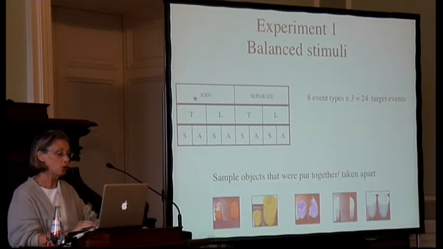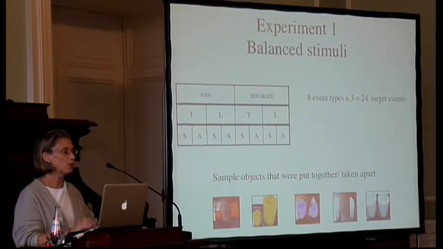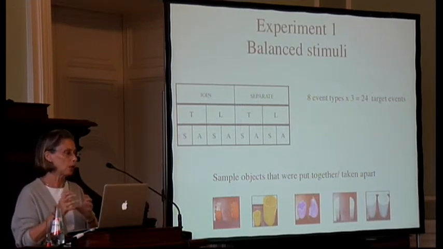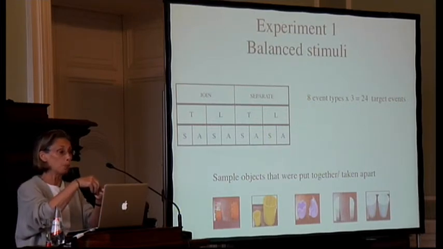And we had joining and separating. We had tight and loose fit events in both joining and separating. And then we added one parameter, which was symmetry and asymmetry, because one of the things that we noticed with Bowerman's stimuli was that a lot of the loose fit items, both in English and in Korean, were stable things into which some small thing had gotten put.